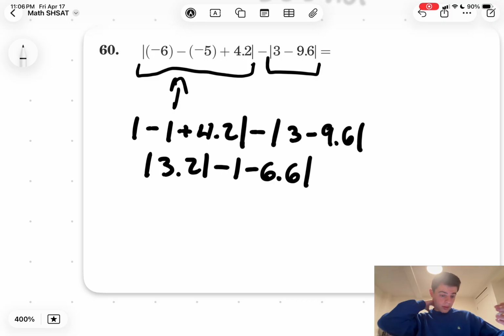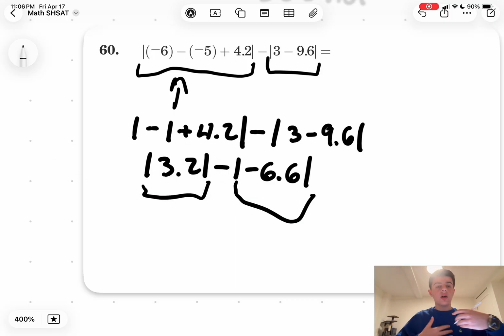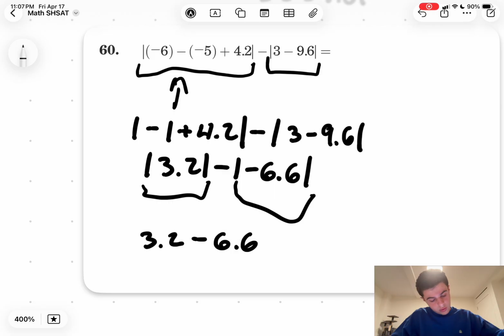And now that we have our absolute values in simplest form, we just have one number in them, we can get rid of the absolute values. So the absolute value of 3.2 is just 3.2, right? Minus the absolute value of -6.6, which is 6.6. So we have 3.2 minus 6.6, which is going to equal -3.4.